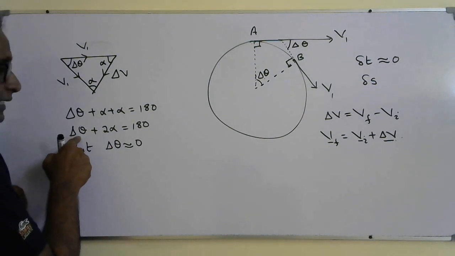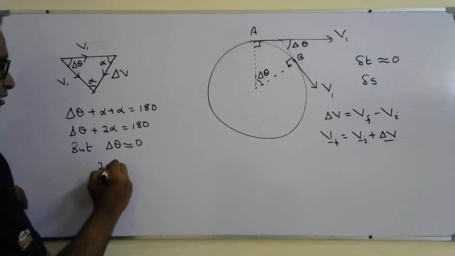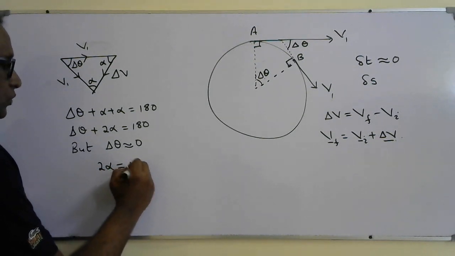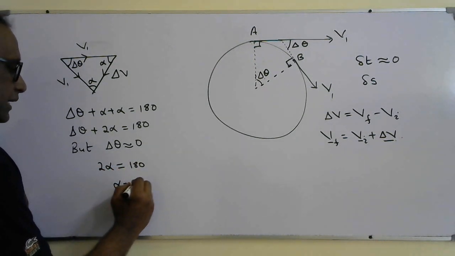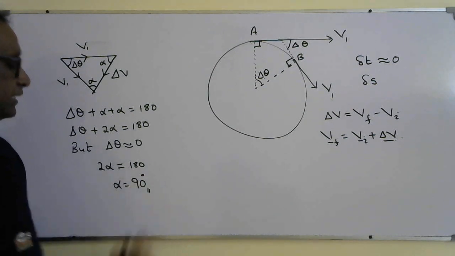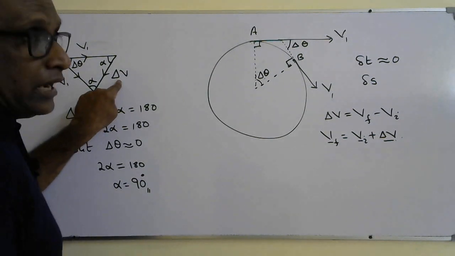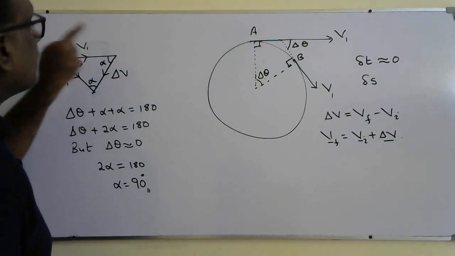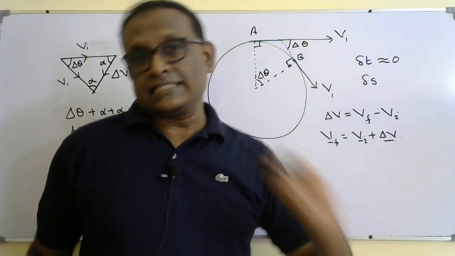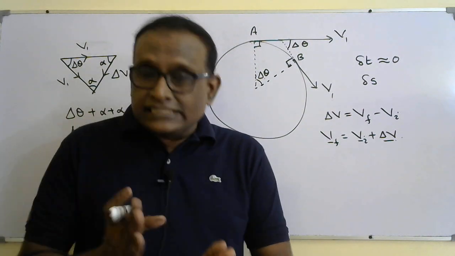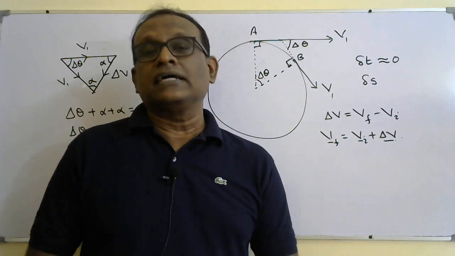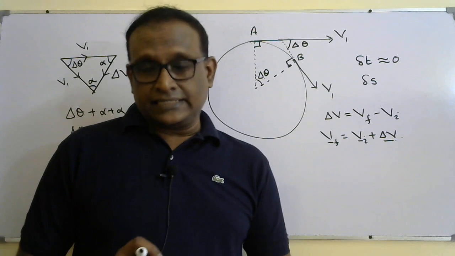So if I put delta theta almost equal to 0, that means 2 alpha is almost equal to 180, so alpha will be almost equal to 90 degrees. That means the direction of change in velocity will be perpendicular to the velocity at an instant, because I need to find the acceleration at an instant.